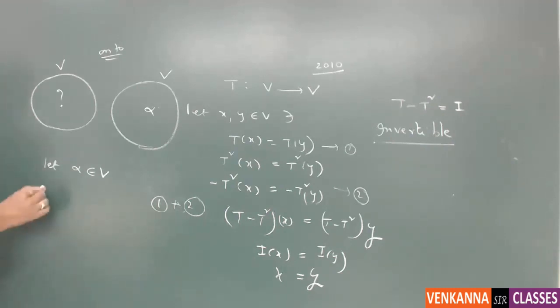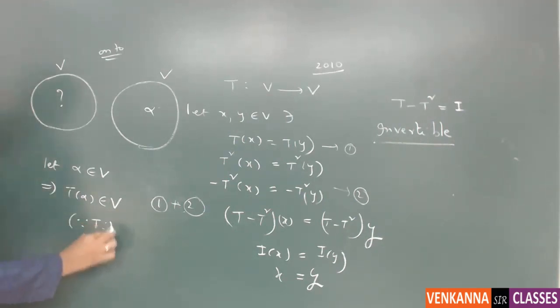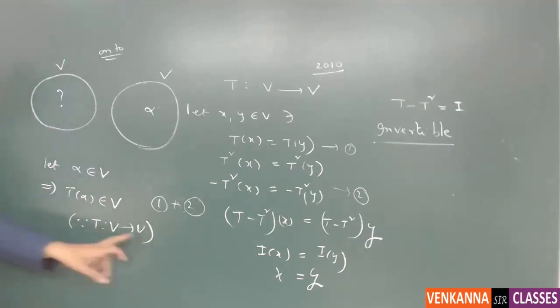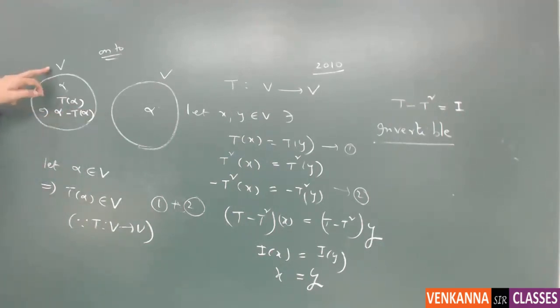So from this part I will say that since I have taken alpha belongs to V, T of alpha also belongs to V. Why? Because T is a mapping from V to V. Domain, codomain both are same. So now what happens? In the domain I got two values, alpha and T of alpha. Now from this I can say alpha minus T of alpha also belongs to V. Why? Because V is a vector space.